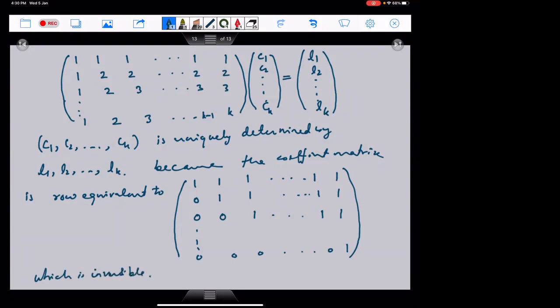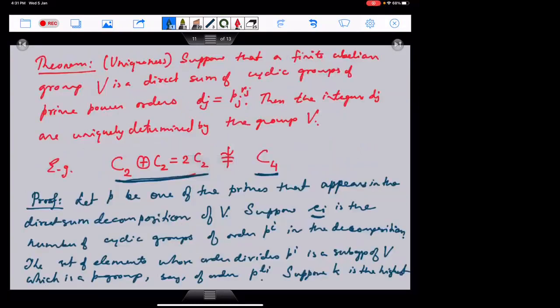Therefore, C1, C2, up to Ck are completely decided by simply taking this inverse. Take the inverse, right? L1, L2, up to Lk will decide what C1, C2, up to Ck are. I do not have a choice other than what is given. So therefore, this uniqueness statement is done. How many copies are there of prime power order? If I know one form, that is the only possible form, meaning the decomposition into a direct sum of cyclic groups of prime power order.